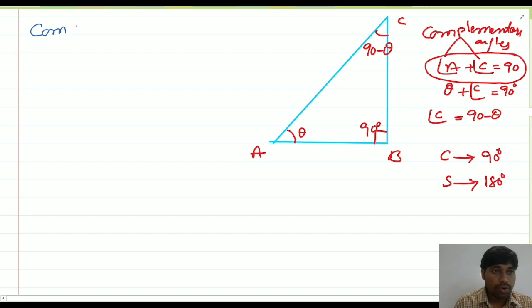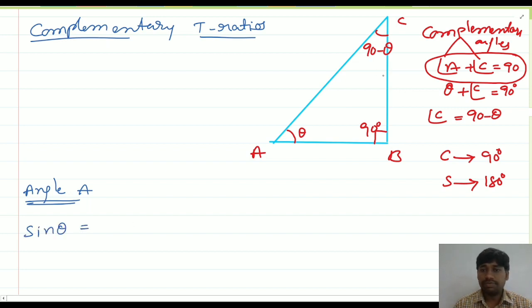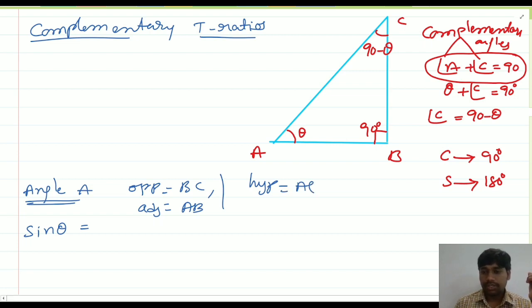So complementary T ratios for A as well as C we have to write. For angle A I am writing. So sin A, that is sin theta, is equal to what? If A is here, opposite is BC, adjacent is AB. Anyway, hypotenuse does not change. Hypotenuse is common, that is AC. Okay, check it a little bit.